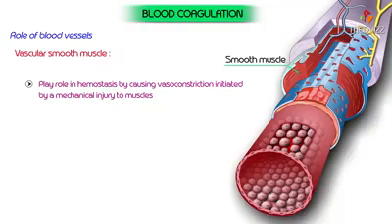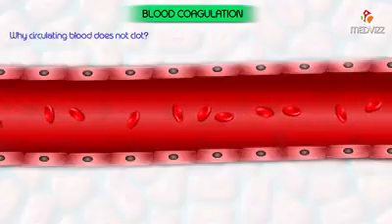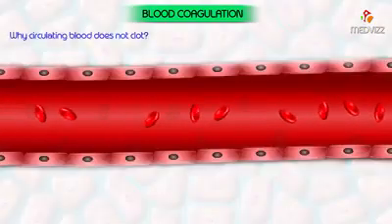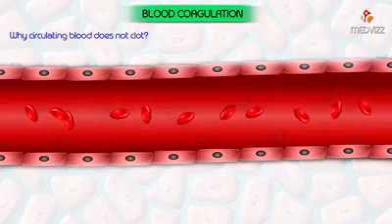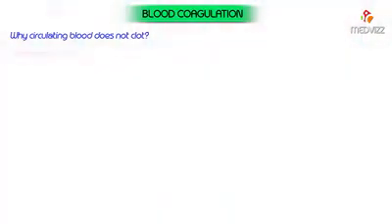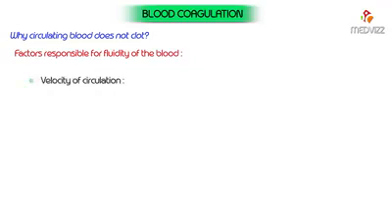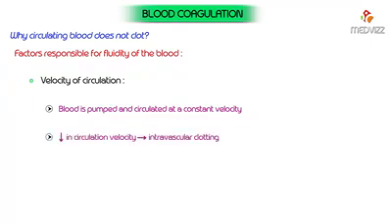injury to muscles. Why does the circulating blood not clot? We all know that blood circulating in the blood vessels does not clot and that fluidity of the blood is essential for life. By now, we have discussed most of the factors responsible for fluidity of the blood. They are summarized below. Velocity of circulation. Blood is pumped into the vessels and circulated at a constant velocity, which contributes to its fluidity. That is why a decrease in circulation velocity in certain conditions is associated with intravascular clotting.